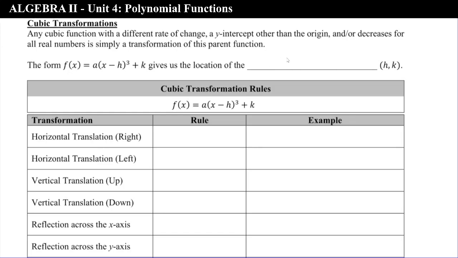So instead of (h, k) giving us the vertex, it's actually going to give us what we call the inflection point. The inflection point is the point at which we go from concave up to concave down, or concave down to concave up. So the inflection point will behave very much like the vertex because that's going to give us our starting point when we do some graphing.